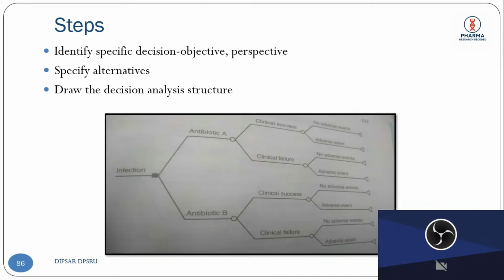So infections, like there is an infection. So you want to compare antibiotic A with antibiotic B. So when you are giving antibiotic A to the patients who have infections, and one set of the patients is using antibiotic B, there can be two things. There can be a clinical success. There can be a clinical failure. Whether it is A or B, there are two possibilities. या तो वो क्लिनिकल सक्सेस हो जाएगी या क्लिनिकल फेलियर भी हो सकता है. Then again there are two possibilities, clinical success or failure, no adverse event and adverse event.